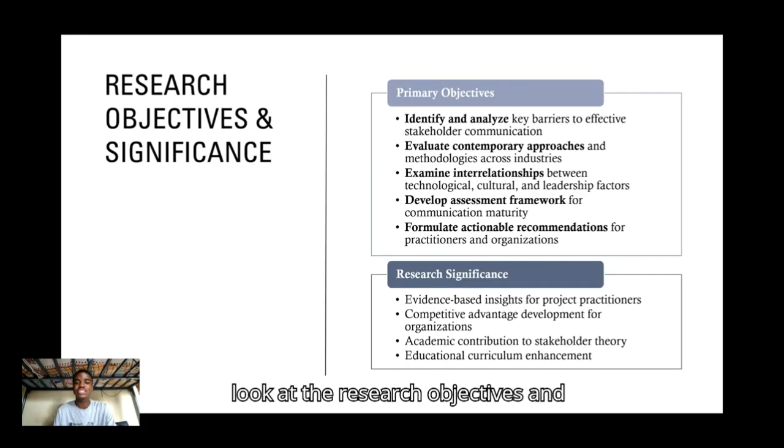Now we look at the research objectives and significance. Primary objectives are: identify and analyze key barriers to effective stakeholder communication, evaluate contemporary approaches and methodology across industries, examine interrelationships between technological, cultural, and leadership factors, develop an assessment framework for communication maturity, formulate actionable recommendations for practitioners and organizations. The research significance is very clear. Evidence-based insights for project practitioners, competitive advantages development for organizations, academic contribution to stakeholder theory, educational curriculum enhancements.